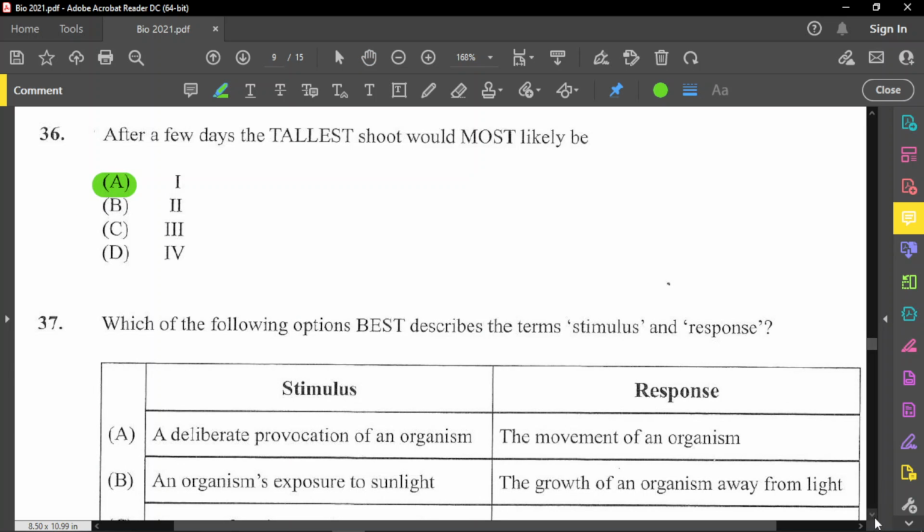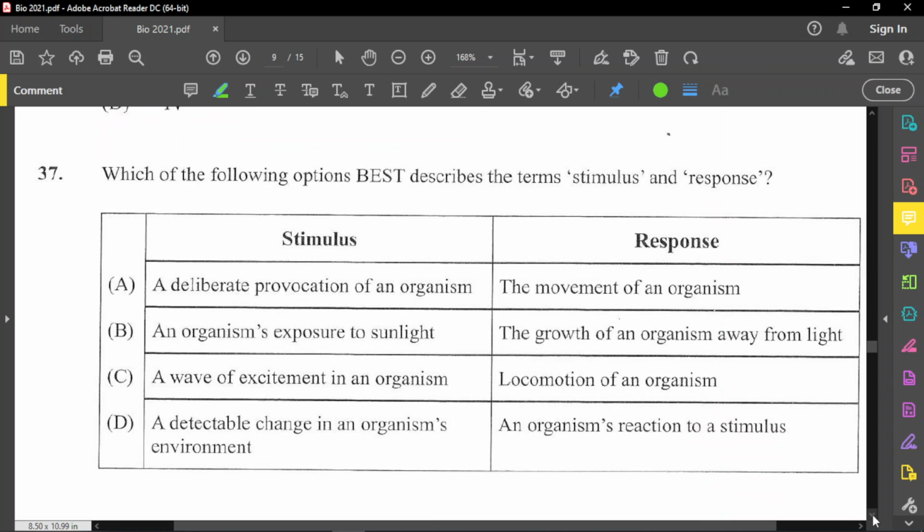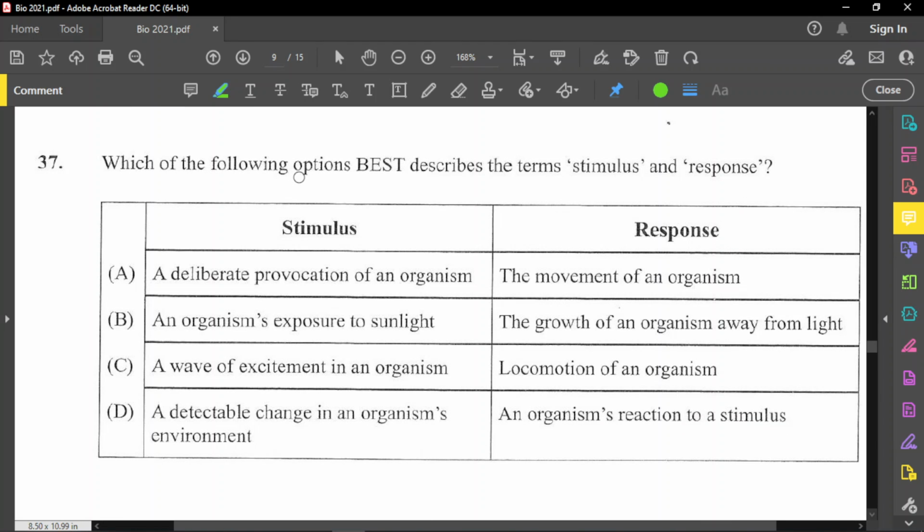Now let's move to question number 37. It said, which of the following options best describes the terms stimulus and response? Stimulus and response. All right. So we say a deliberate provocation of an organism, the movement of the organism. If this is deliberate, it is not necessarily a stimulus-response type of relationship or action. All right. For B, it's an organism's exposure to light, the growth of an organism away from light.